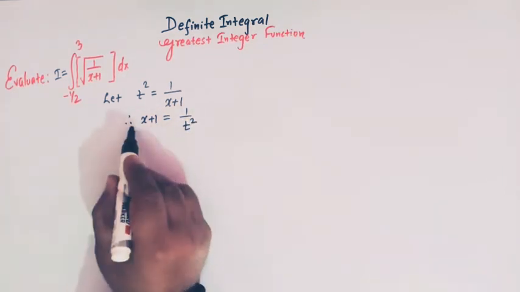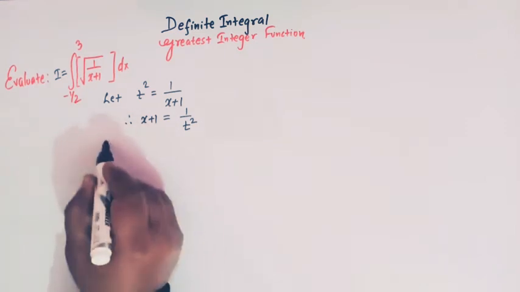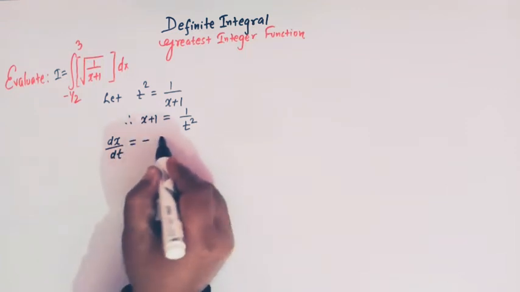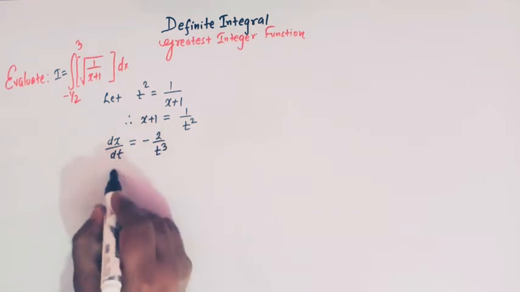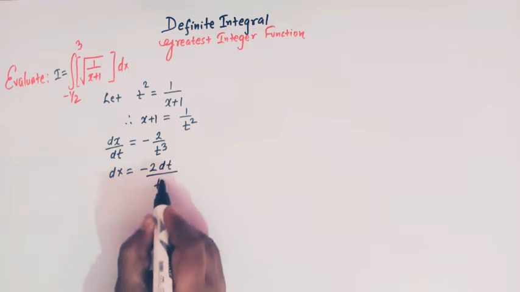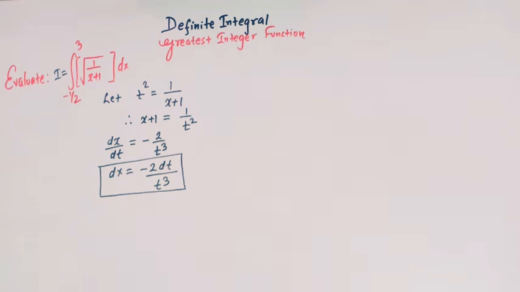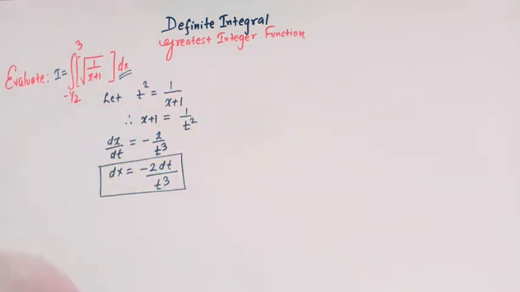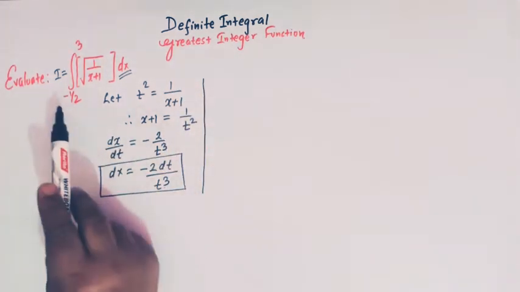Now if we differentiate both sides with respect to x, we'll get dx over dt is equal to minus 2 over t cube, and dx can be written as minus 2 dt over t cube. This is the expression for dx, and we'll substitute this value for dx. Now the second step is to change the limits.